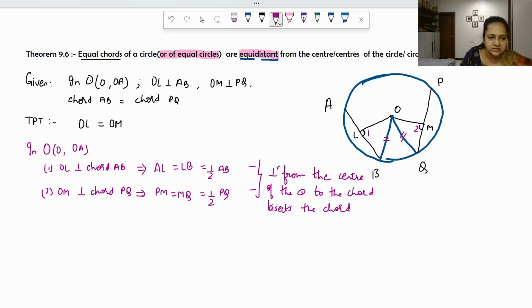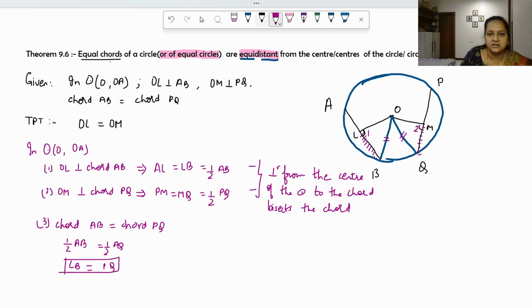Now, what else is given to us? We are also given that the two chords are equal. Chord AB is equal to chord PQ. So we know Euclid has taught us in the chapter Introduction to Euclid's Geometry that halves of equals are equal. Half of AB is AL and LB. Which one is going to be helpful to us? Since we have chosen this triangle, I'm going to take half of AB as LB, and since I've chosen OMQ, I'll take half of PQ as MQ. Right? So we got this also now.